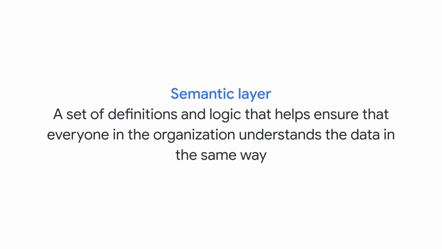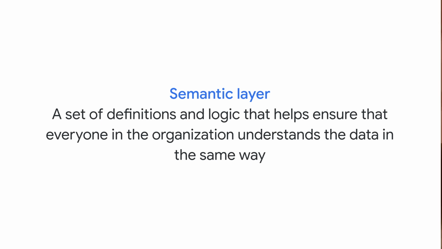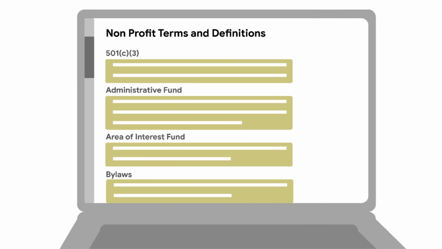First, use a data modeling language to add a semantic layer on top of the data. A semantic layer is a set of definitions and logic that helps ensure that everyone in the organization understands the data in the same way. The semantic layer defines fields describing the structure of data. For example, a data team for a large nonprofit can use a data modeling language to define dimensions and measures to create common definitions across their donor data. This means that everyone in the nonprofit who needs to use the data will share the same vocabulary, which can help prevent misunderstandings and errors. It can also make it easier for users across teams to communicate about the data.